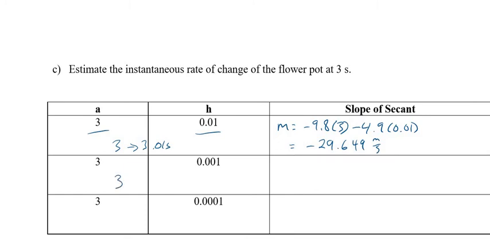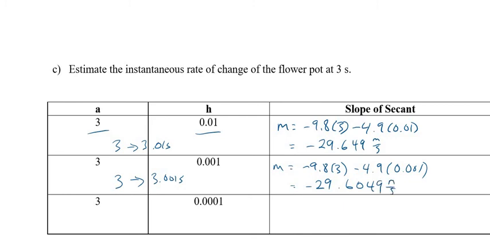Second row is 3 seconds, and we're looking 0.001 seconds ahead, so it's 3 to 3.001 seconds. And that's going to be m equals negative 9.8 times 3 minus 4.9 times 0.001, and that becomes negative 29.6049 meters per second.